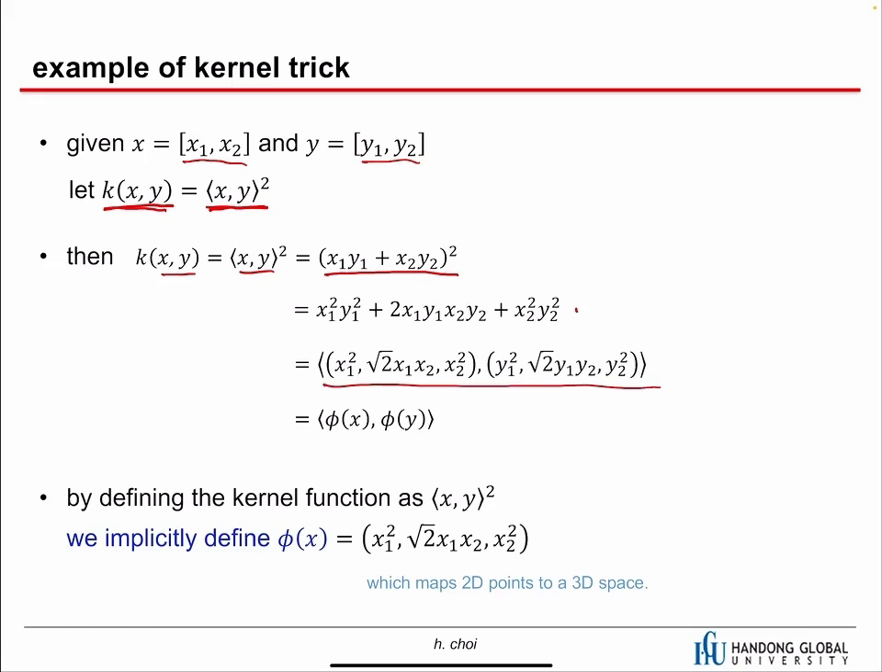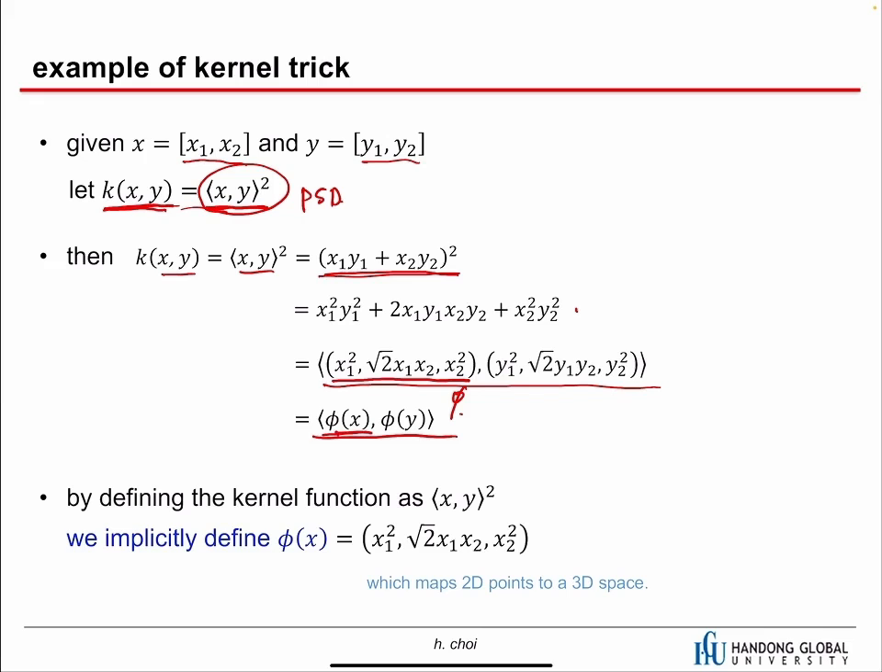Then we have inner product notation here. And then if we put this one as phi, then we have the inner product of phi. Again, let me repeat one more time. If the kernel is defined, then this is positive semi-definite for sure. You can check that. And then we can derive this nonlinear function.